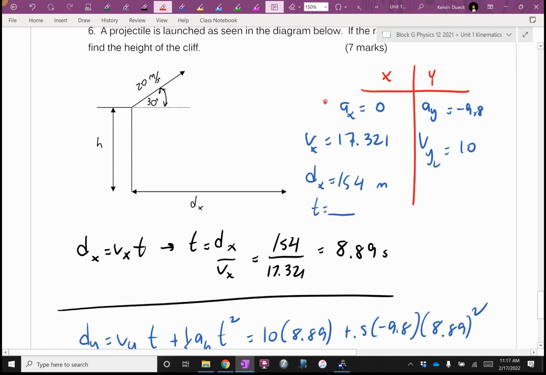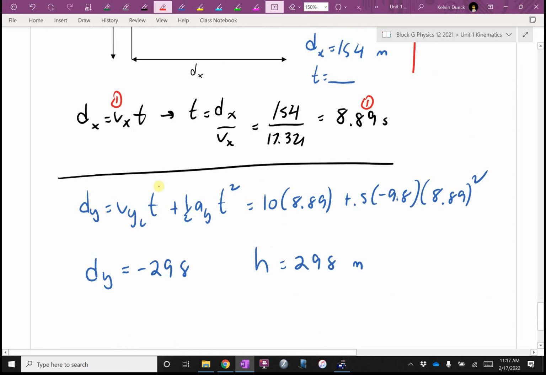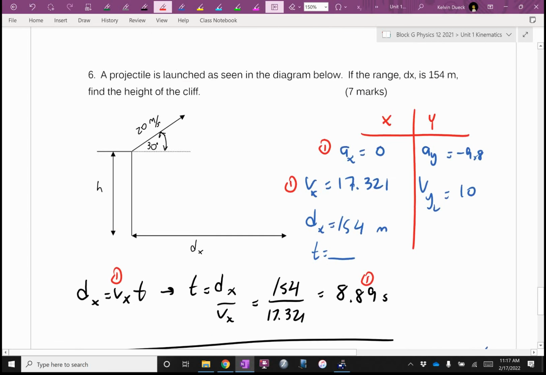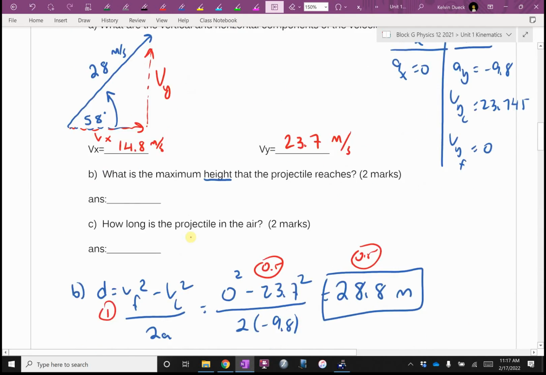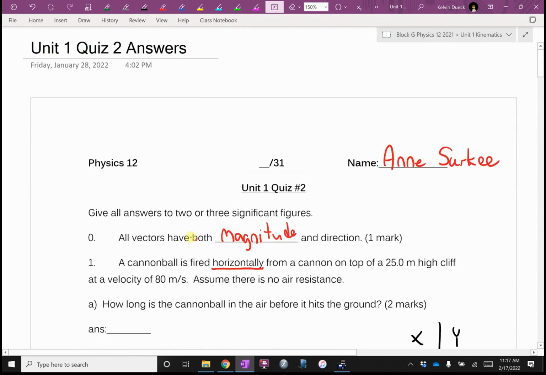Otherwise, again, I would give you 1 mark if I saw the physics no-brainers. I would give you 1 mark for the components. 1 mark for finding time. 1 mark for the numbers, and 1 mark for the answer. Can you give yourself a lovely score, please, out of 31? Ooh. Any lawyering with me? Now is the time.